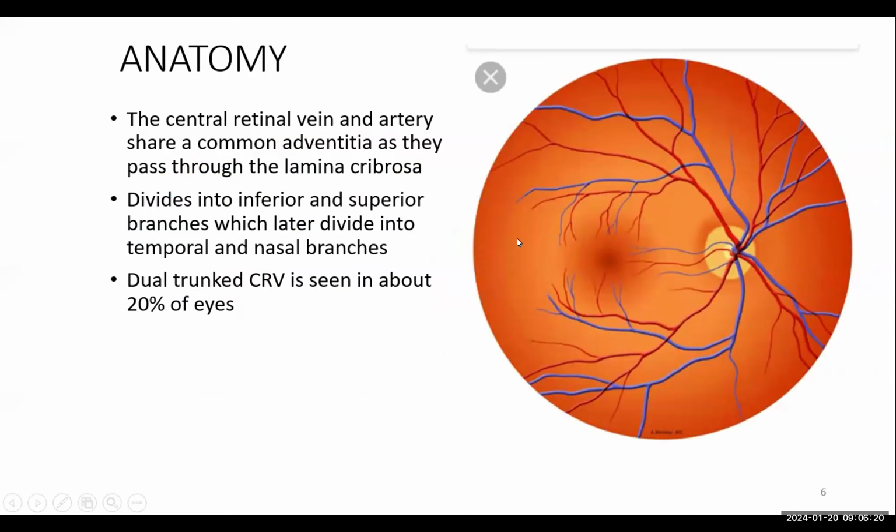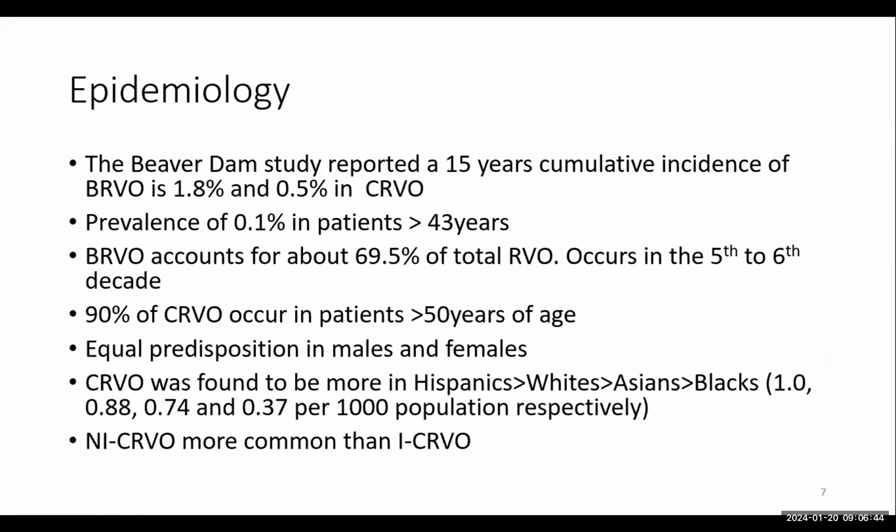Usually, in about 20% of individuals, they may have a dual trunk, meaning that instead of a single trunk coming out and then dividing into superior and inferior hemiretinal veins, there can be two trunks coming through the retina.